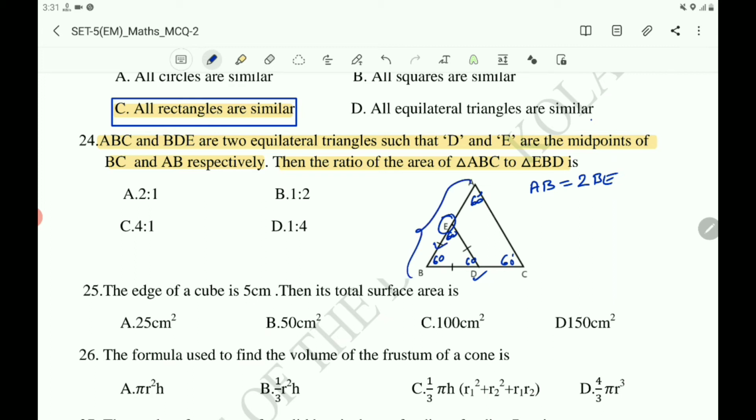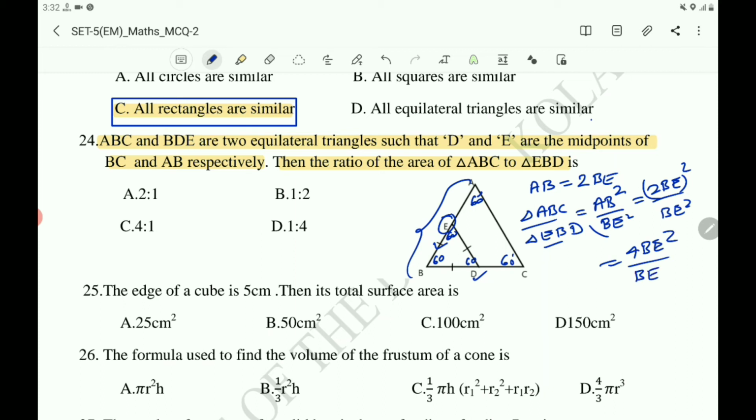AB is equal to 2BE. So the ratio of the area of triangle ABC to the area of triangle EBD equals AB square by BE square. Then AB is 2BE, whole square, by BE square, that becomes 4BE square by BE square. BE square cancels, so you will get 4 by 1.